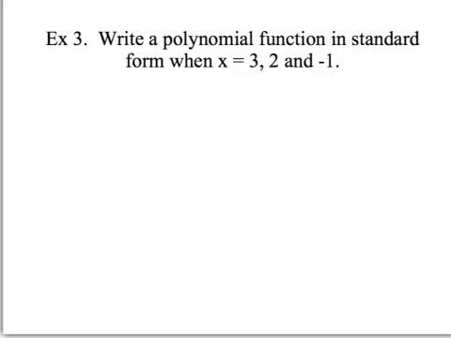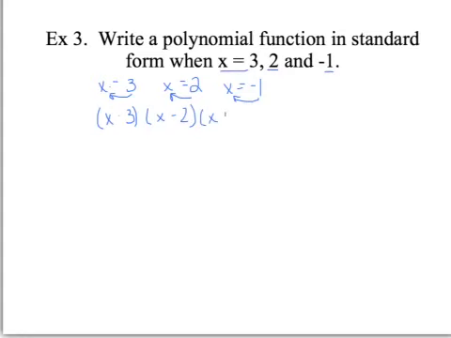Example 3. We want to write a polynomial function in standard form now when we have 3 zeros. So we're going to start with x equals 3, x equals positive 2, and x equals negative 1. Well, how can I take a 0 and write it as a factor? You're thinking x minus 3, x minus 2. Remember, we're going to bring over these zeros to the other side. And x plus 1. Let's call this one g of x, just for fun. So now I have 3 factors.